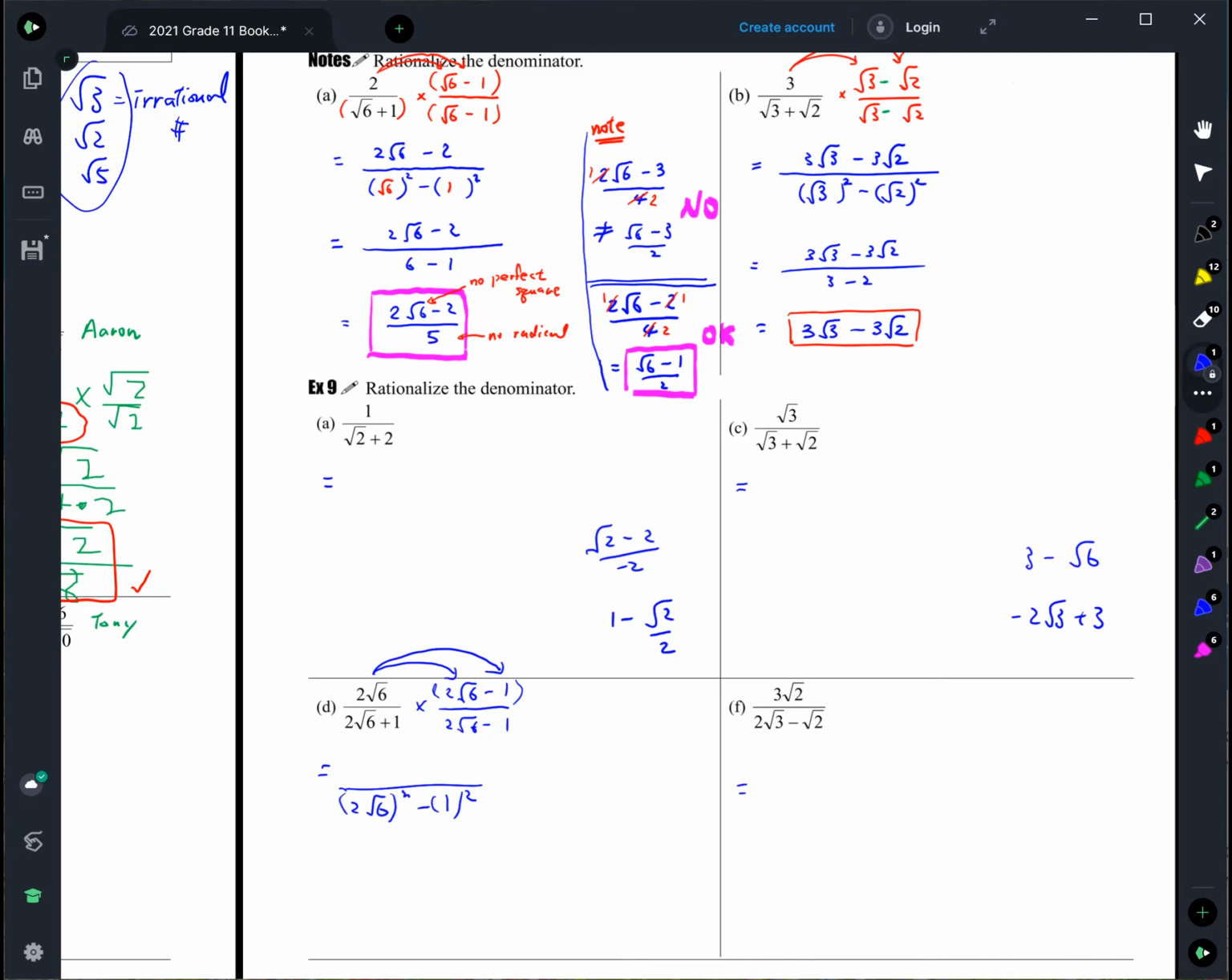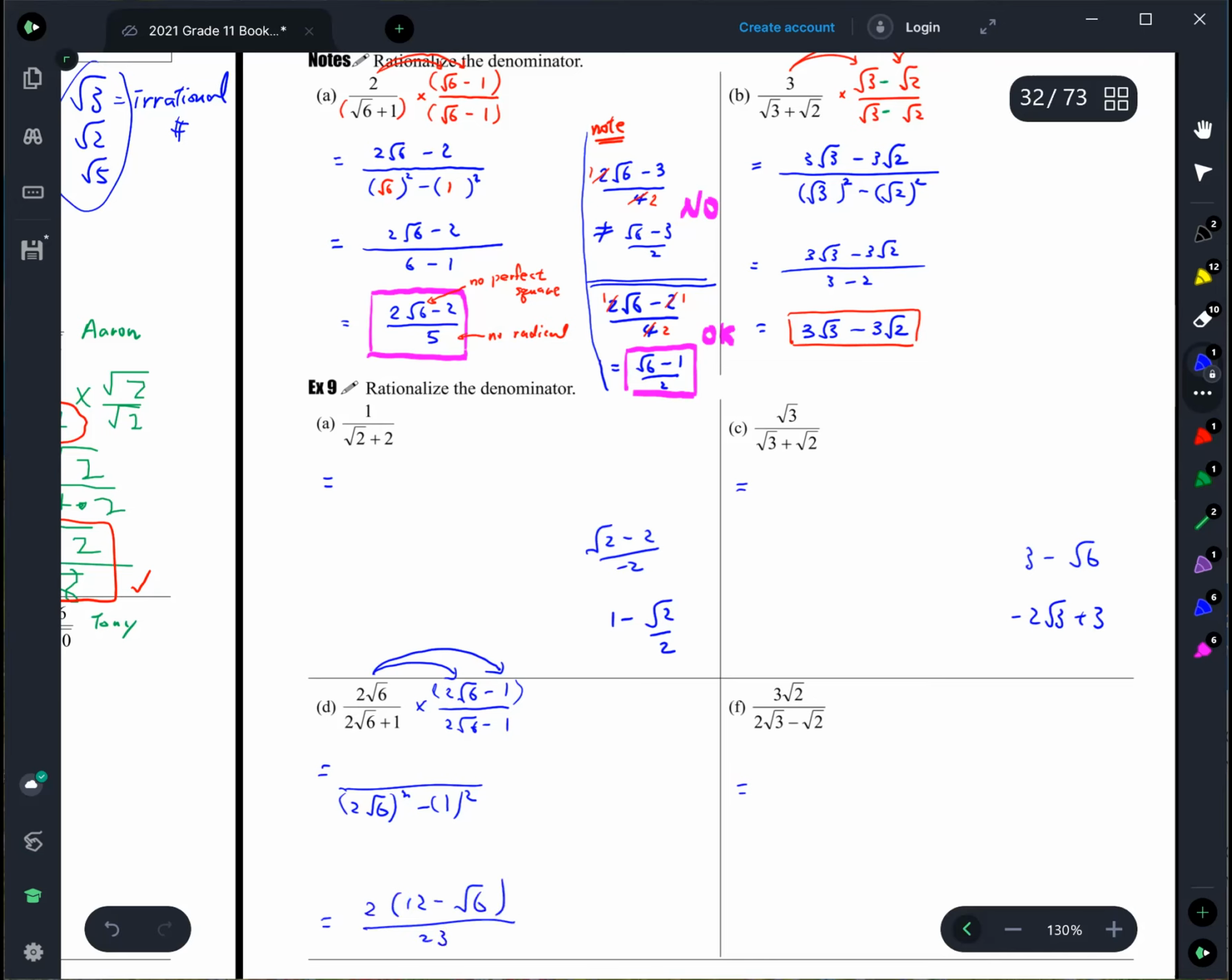Jason, yes, I got the answer for D. What is it? It's 2 times bracket 12 minus square root 6, and then over 23. Over 23, like that? Yes. Okay, thank you. Anyone else want to add to the answers? Okay, Shanir, what's your answer for F?